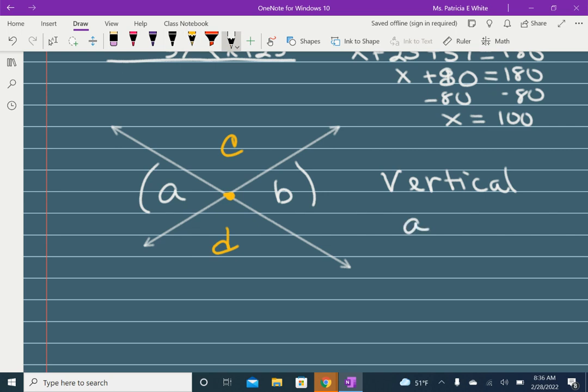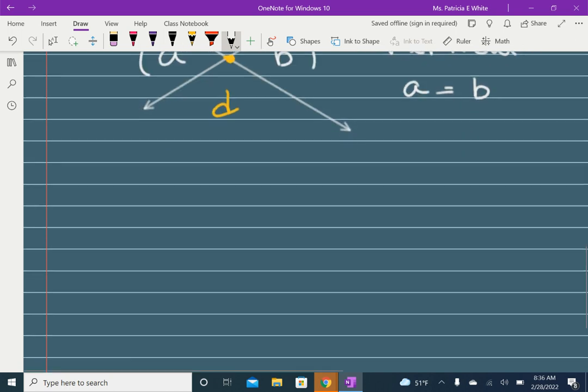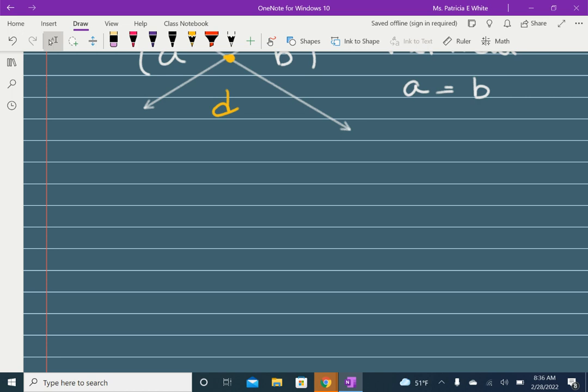This is A equals B. Don't set these equal to 180. Do not set them equal to 90. Don't set them equal to anything but each other, right? Let's look at your assignment and looking for one with an actual equation in it.